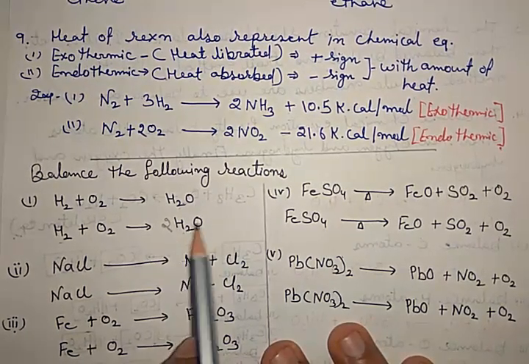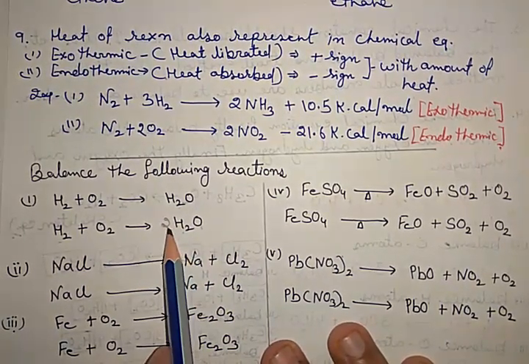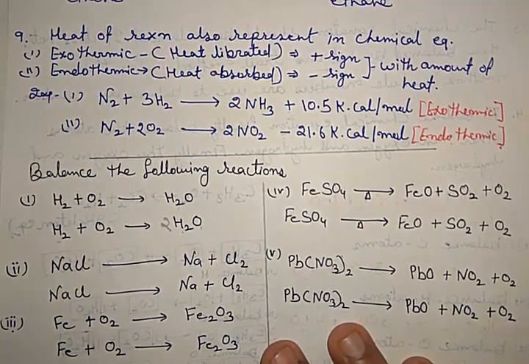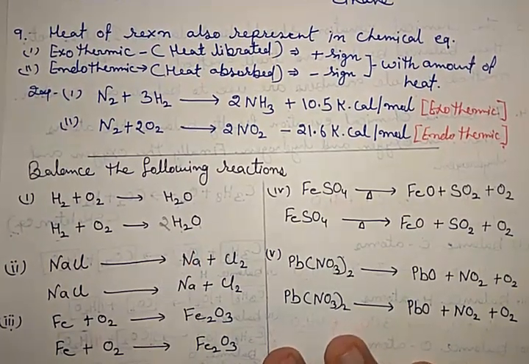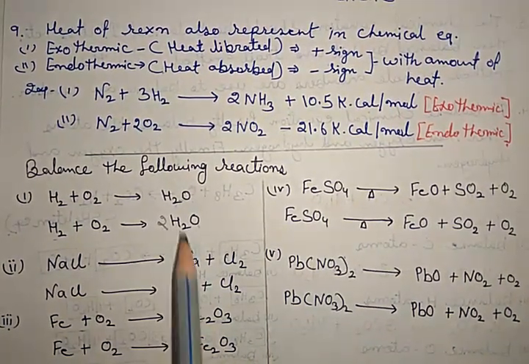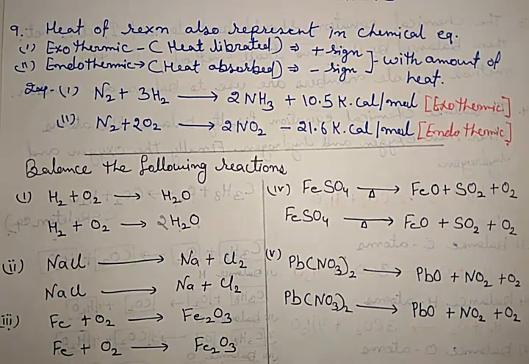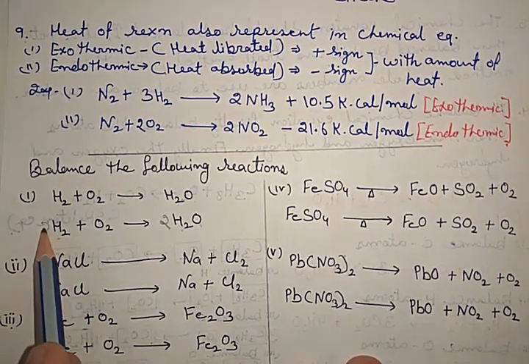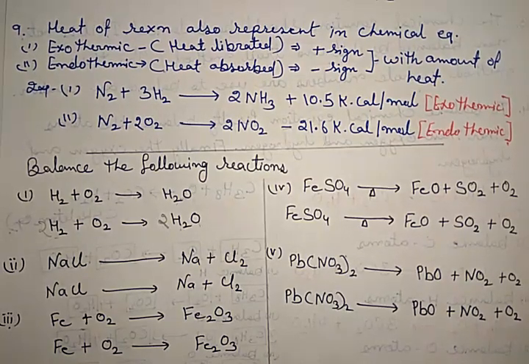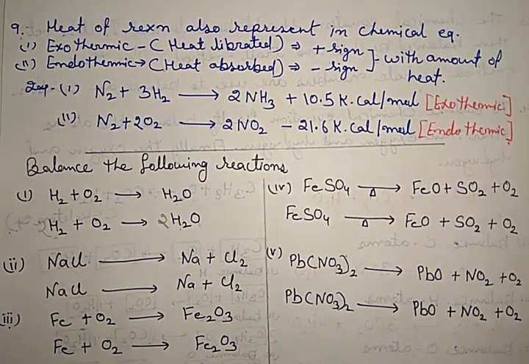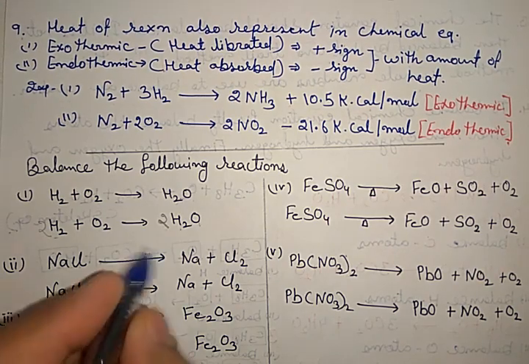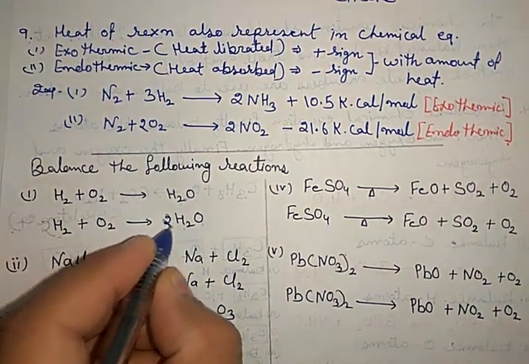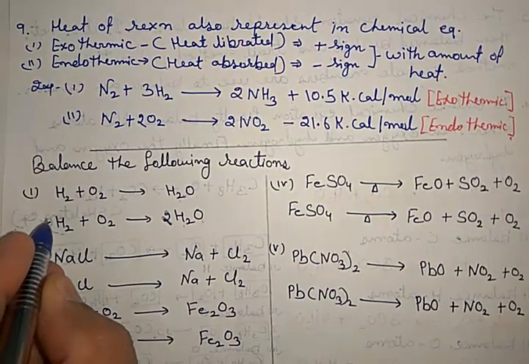In this condition, the oxygen is balanced, but the hydrogen becomes double. Now the hydrogen is 4, and here hydrogen is 2. So to balance that, 2 is also right here. So to balance, in balancing, there is 2 and there is also.